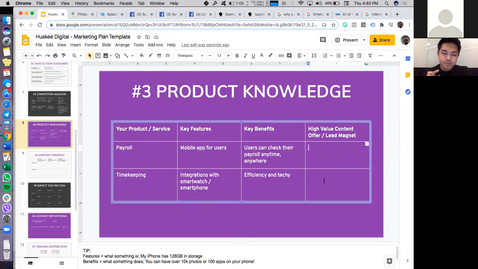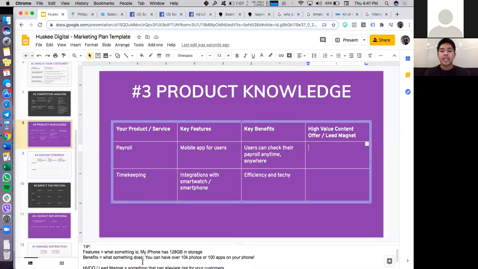All right. So if this is your first time to hear this term, high value content offer or lead magnet, allow me to just explain that very quickly. A high value content offer or lead magnet is something that you offer to your client that will help alleviate the risk for your customers.